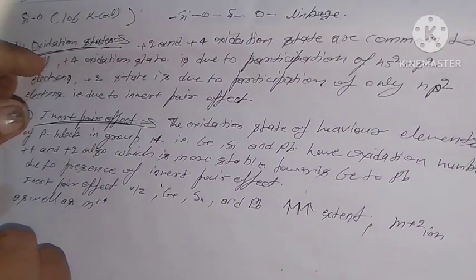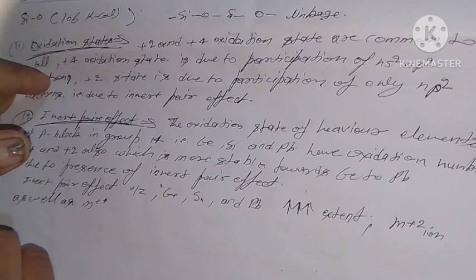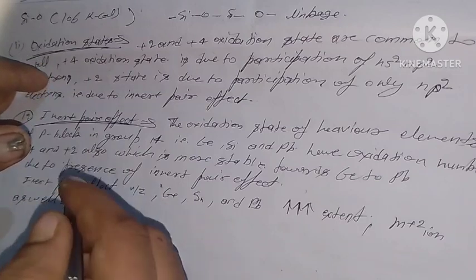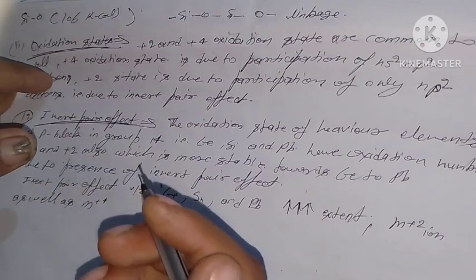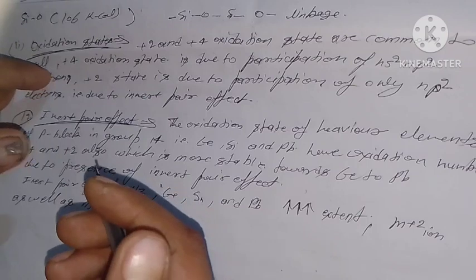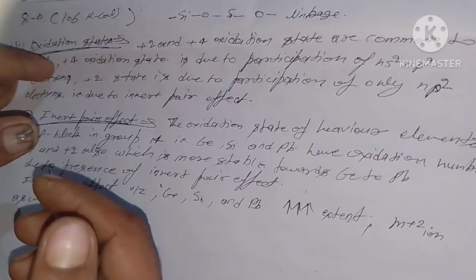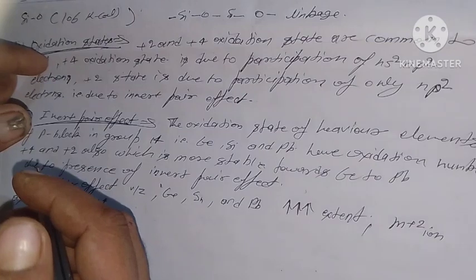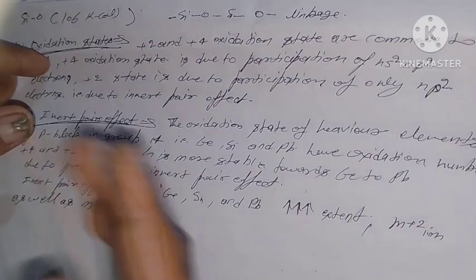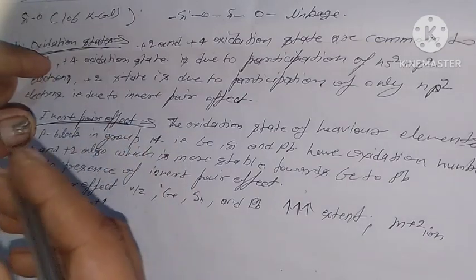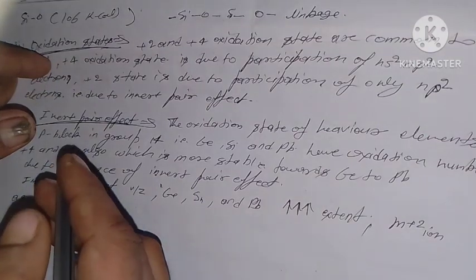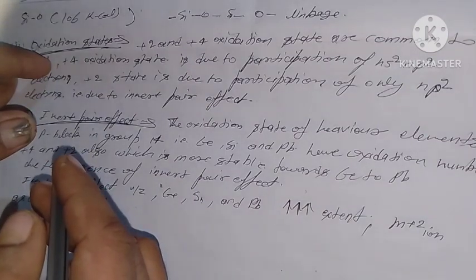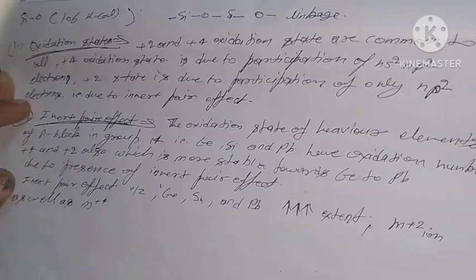M+4 ion. This effect is not predominant in germanium, hence its compounds in +2 oxidation state are unstable and are easily oxidized to the compounds in which germanium is in +4 oxidation state. Thus germanium compounds are strong reducing agents.